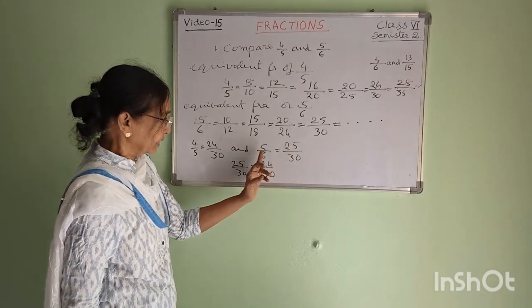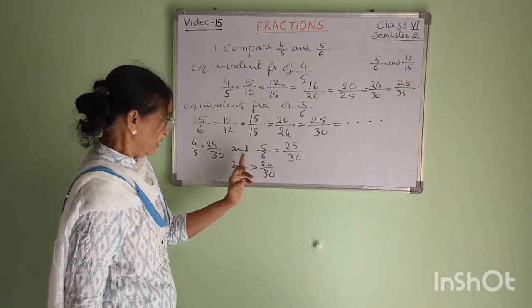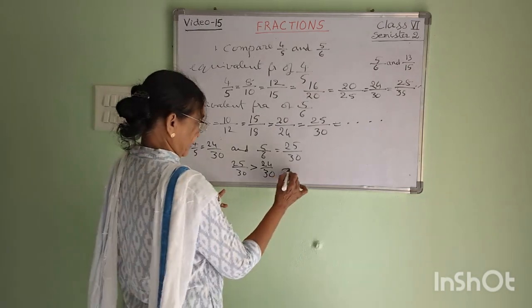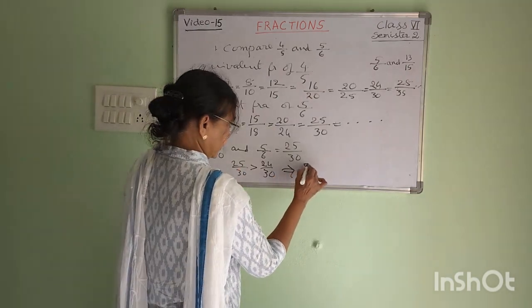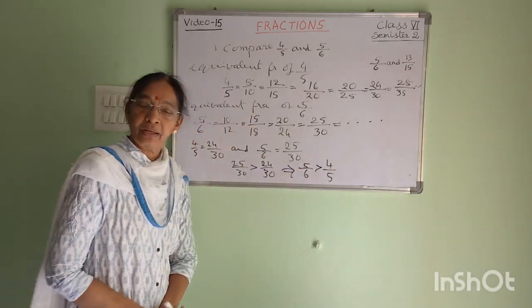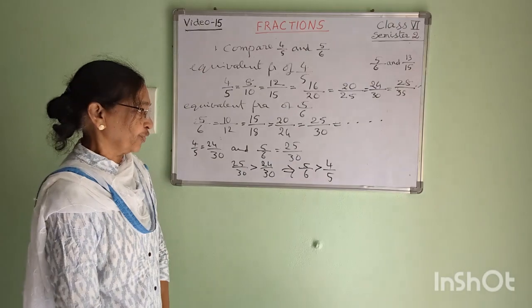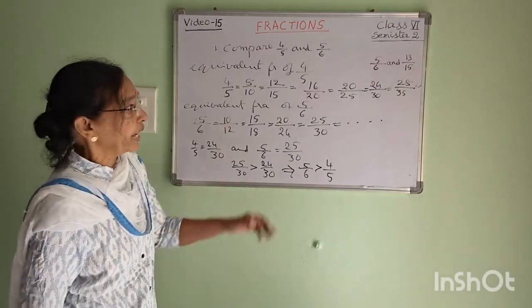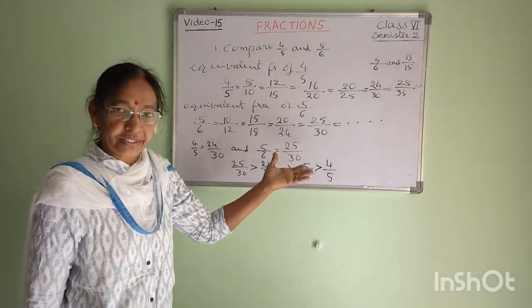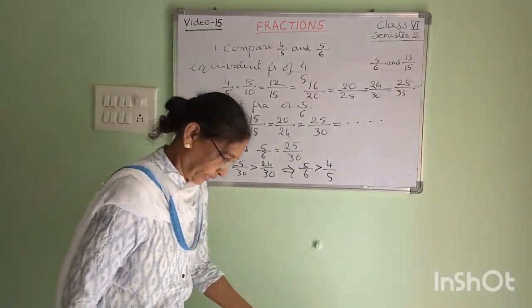But 25 by 30 is equivalent to 5 by 6, and 24 by 30 is equivalent to 4 by 5. Therefore, it implies 5 by 6 is greater than 4 by 5. Thus, we can compare by writing the equivalent fractions and selecting two fractions having the same denominator.